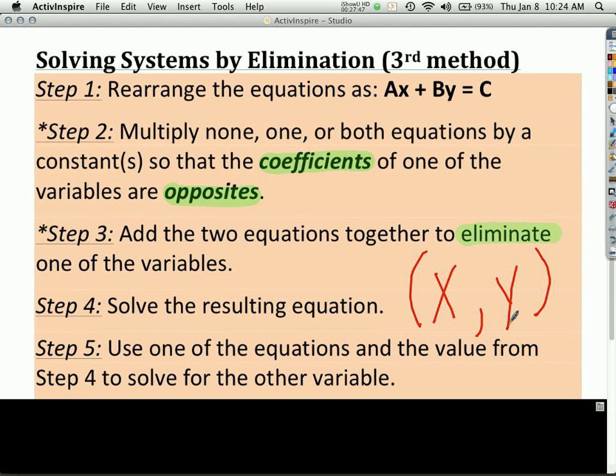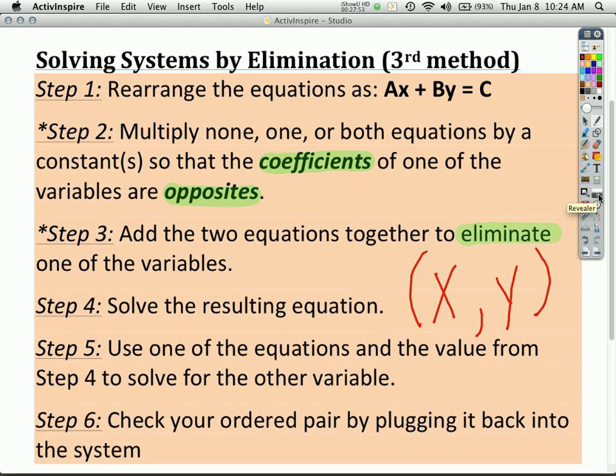Now, step 6, I don't want you to copy because it's something we just do no matter what. You've seen it before, is we check. We take the ordered pair, plug it back into both equations to make sure it works. So I don't need you to copy that down. That's something that you've been practicing for a while, and so that's something that should just naturally happen. Let me check and make sure my answer is correct.